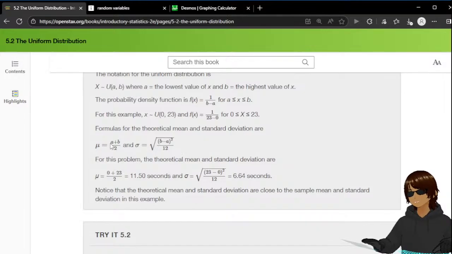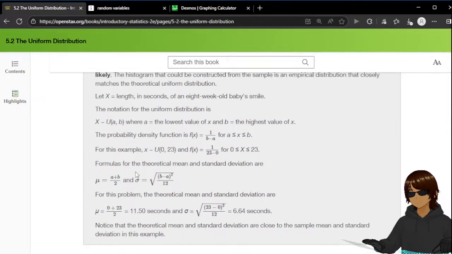So the mean is just a plus b divided by 2. This makes sense. Sigma is the square root of (b minus a) squared divided by 12. Okay. This one doesn't make sense. Why is this there? I think we would need to do integration to figure this out.